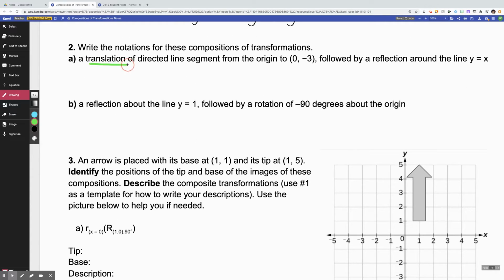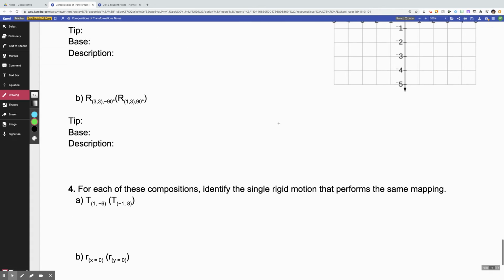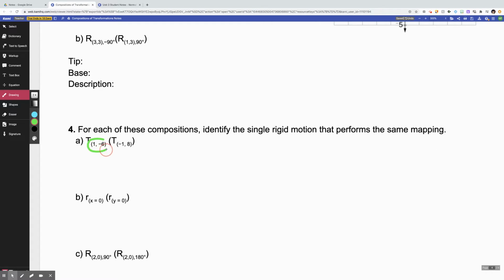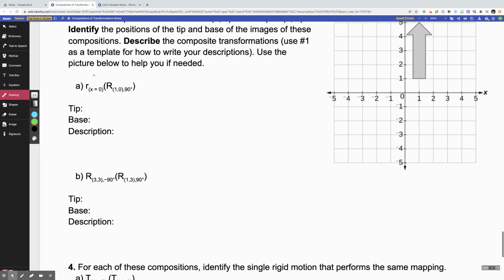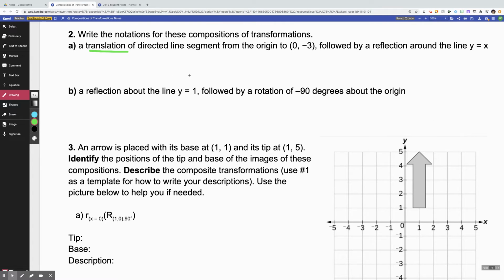So this translation comes first. And notice they're saying it's a translation of a directed line segment. That's very similar to a ray. It's just like the path that the translation follows. It's basically like the subscript of a translation in vector notation. Whenever you see directed line segment, don't be freaked out by that terminology. It's just how far you're moving left, right, up, or down.